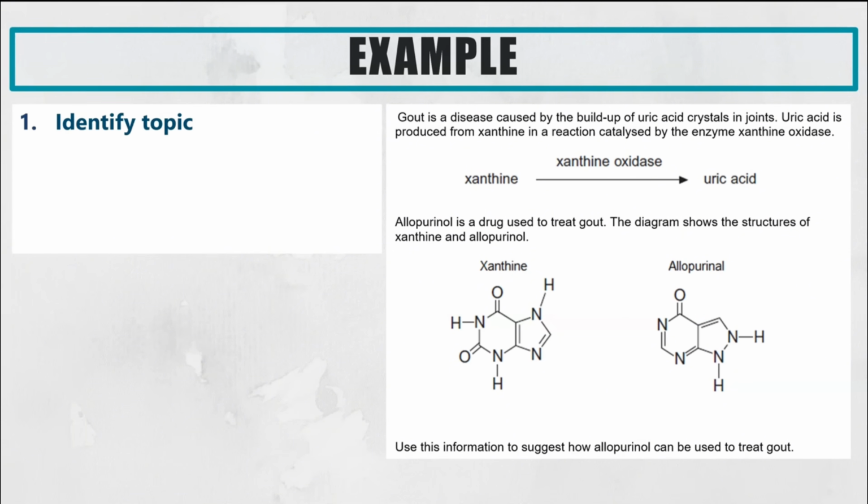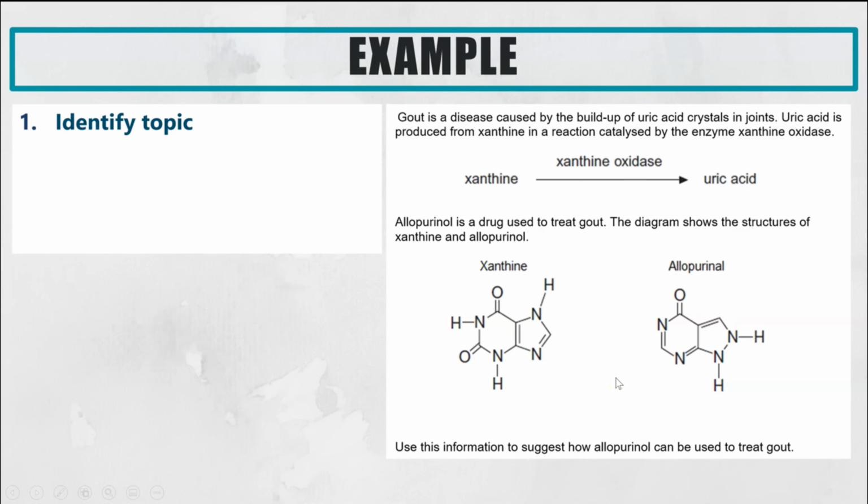So here is my application question. And we're told that gout is a disease caused by the build-up of uric acid crystals in joints. Uric acid is produced from xanthine in a reaction catalysed by the enzyme xanthine oxidase. And then we're given the chemical reaction. We're then told that there is a drug here that is used to treat gout, and we've got the diagram showing the structures of the xanthine and the allopurinol drug.